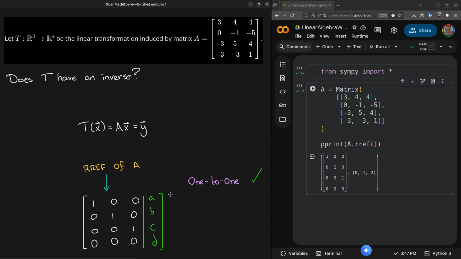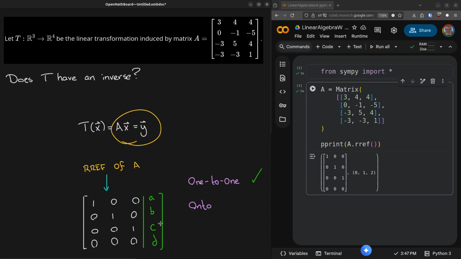Now let's check, is it onto? It's going to be onto if every y from the codomain can be plugged in here and we have a solution. For every y from R4, can we plug it in here and have a solution to this equation? That would be onto. We need to be able to map onto every value from the codomain.